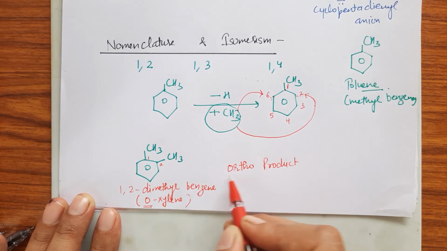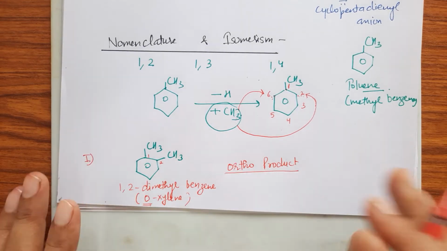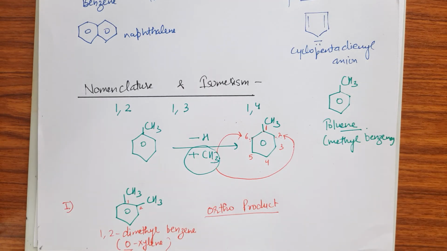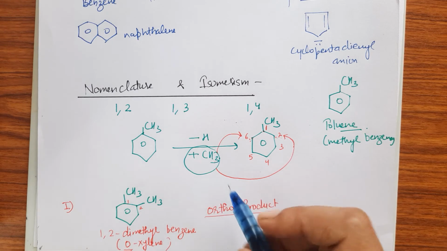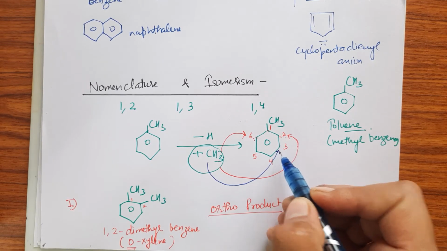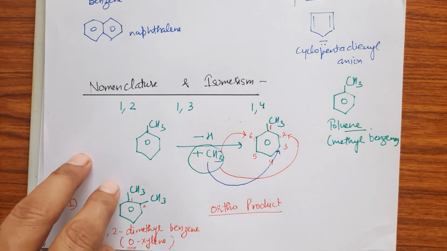Ortho product, right? This is the ortho product. So this is the first possibility, right? Now we check the second possibility which can occur. So the CH3 group can be attached now at the 3 position. So when it is attached to the third position, what will be the product?